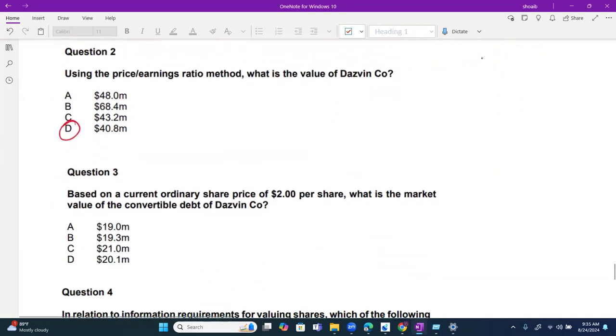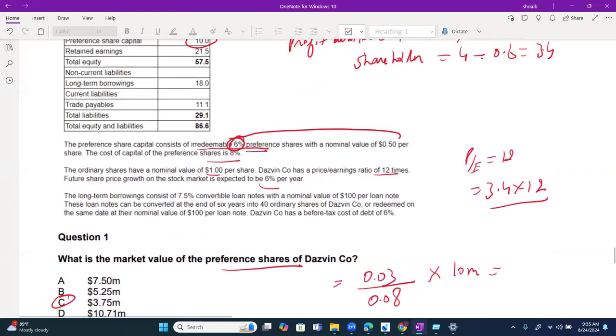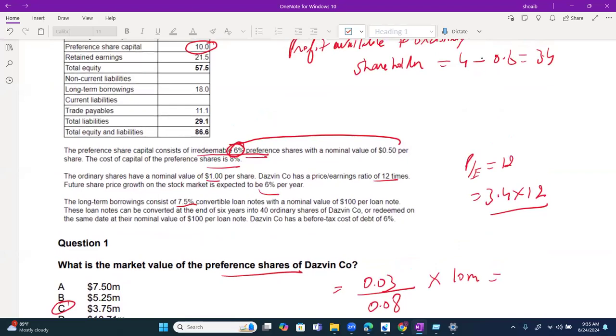So 3.4 into 12, 40.8. Based on the current ordinary share price of $2, what is the market value of the convertible debt? $2 is the current share price. The 7.5% convertible loan note with a nominal value of 100. Loan notes can be converted at the end of 6 years or redeemed at 100. So conversion value is 40 shares into 2, and every year share price will grow by 6%. $113.48. And if you do the redemption, it will give you 100 only.